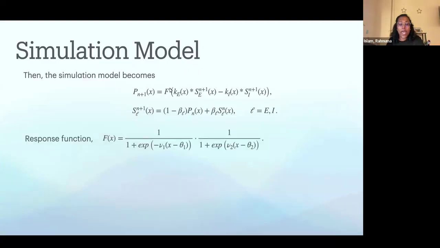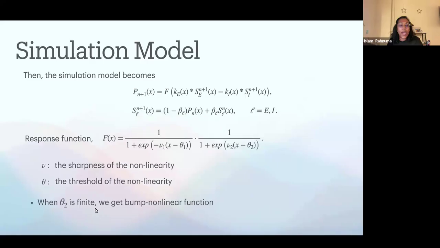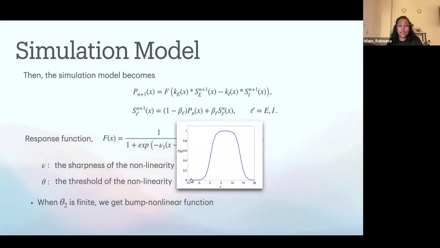So then for this response function f, we consider the response function to be this one here. This mu1 and mu2 give you the sharpness of the nonlinearity, and this theta1 and theta2 give you the thresholds of the nonlinearity. If the response function exceeds this threshold, that's when the cell will be excited and the pigment will be deposited. So depending on theta2, this f of x takes two types of form. If theta2 is finite, it looks like this. So we call it a bump nonlinear function.